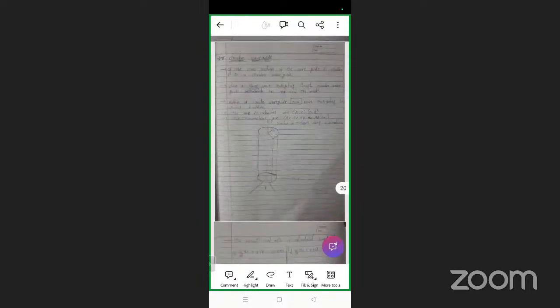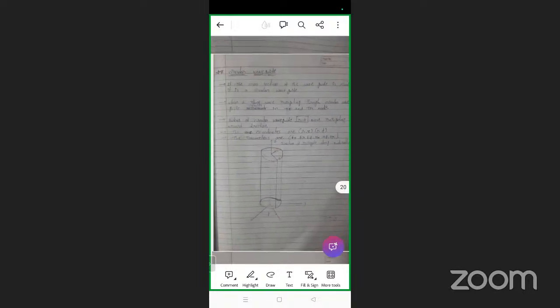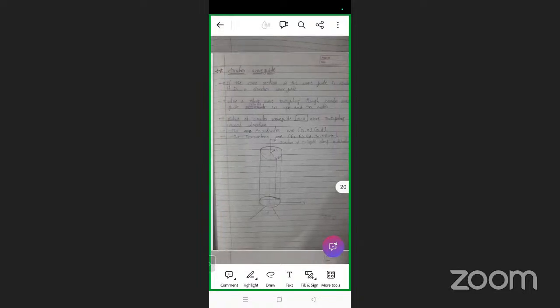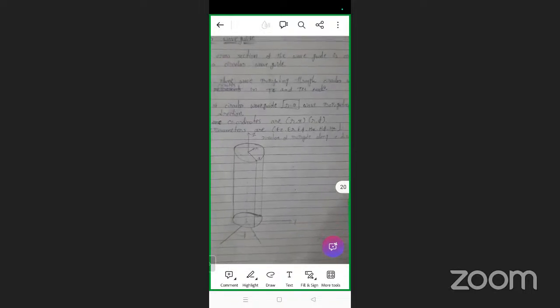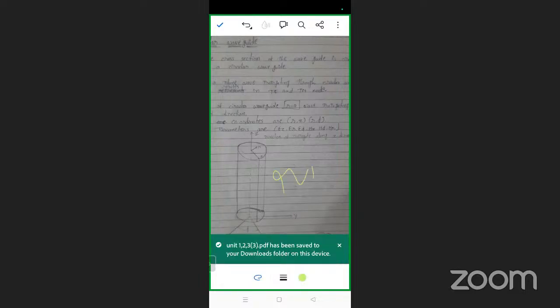And this is also a lengthy topic. First, what is a circular waveguide? If the cross section of the waveguide is circular in shape, then it is called a circular waveguide. In the rectangular waveguide we discussed x, y, z. Here we will write in terms of what? R, theta, phi.